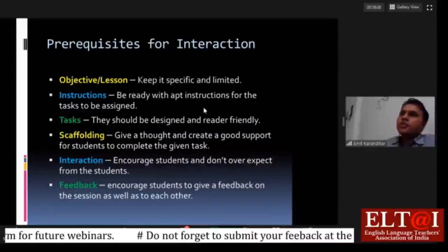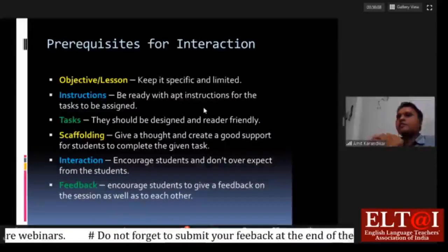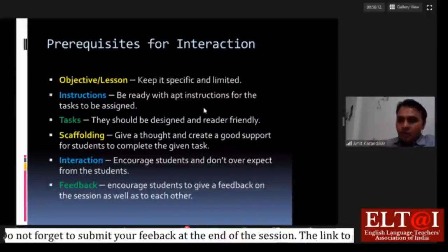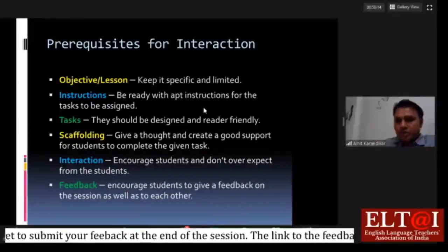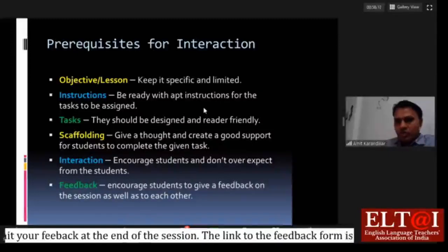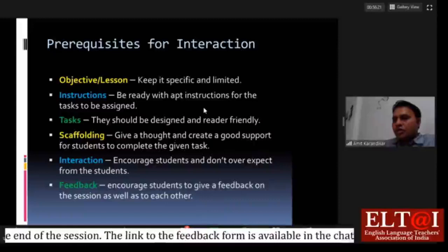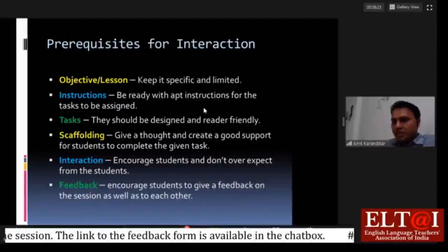Now here, I'm assuming that we are all English teachers, and if we do want to have an English conversation going on, it is important that we give some type of scaffolding to our students. And I'll give you some samples also of all of these that I am telling right now. So give a thought and create a good support for students to complete the given task.